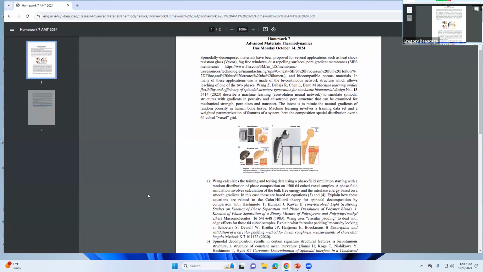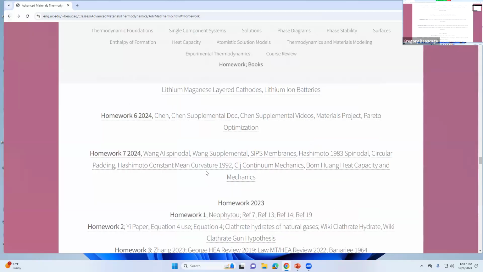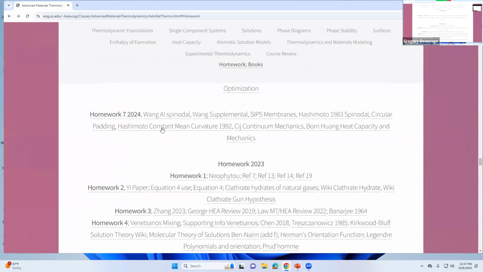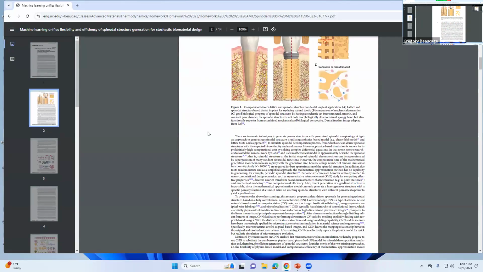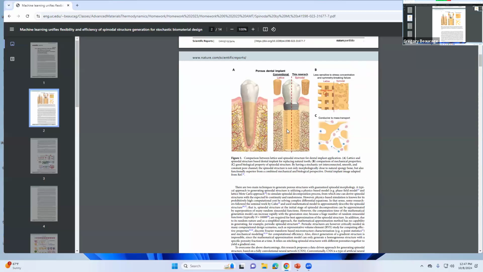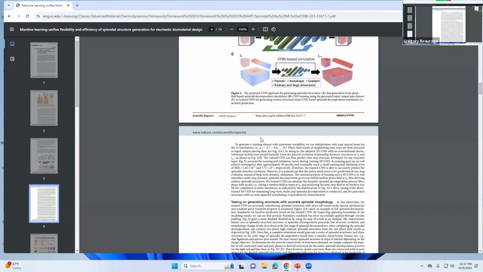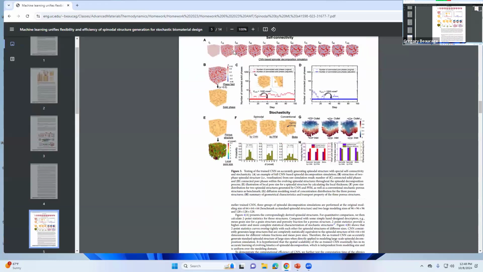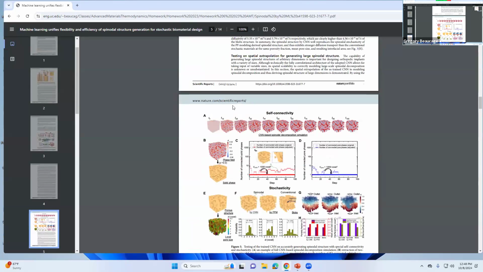So you end up with this kind of network structure, like this. They're making dental implants and they want to have this sponge structure. And the spinodal structure is pretty good for that. So they do this in a Nature paper also.